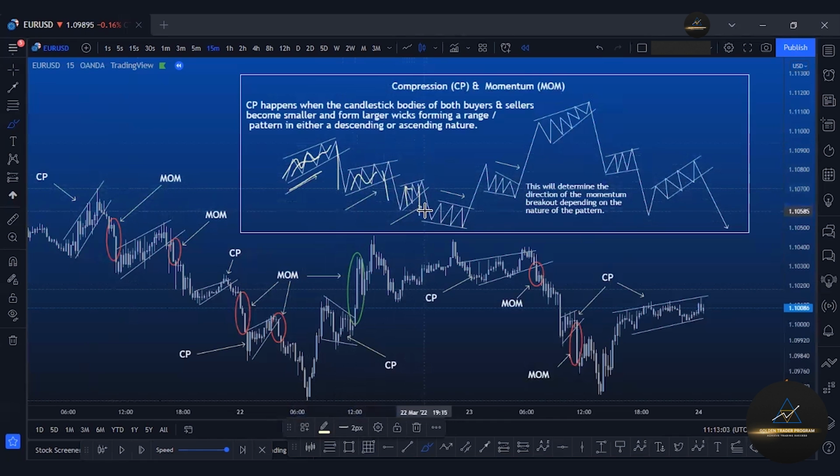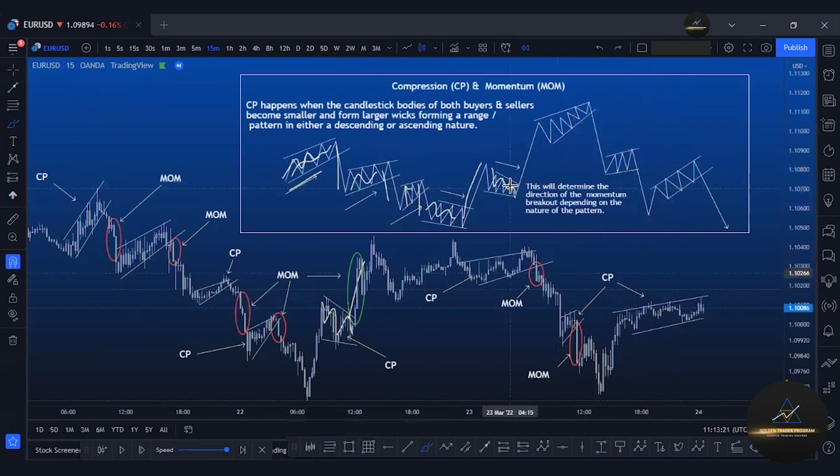And finally, it flips and it forms descending nature, as you can see here, and it breaks out to the upside. And again, descending, breaks out to the upside. It flips here, it forms ascending, it's coming up, and it breaks to the downside. And it just keeps on repeating the process, right?